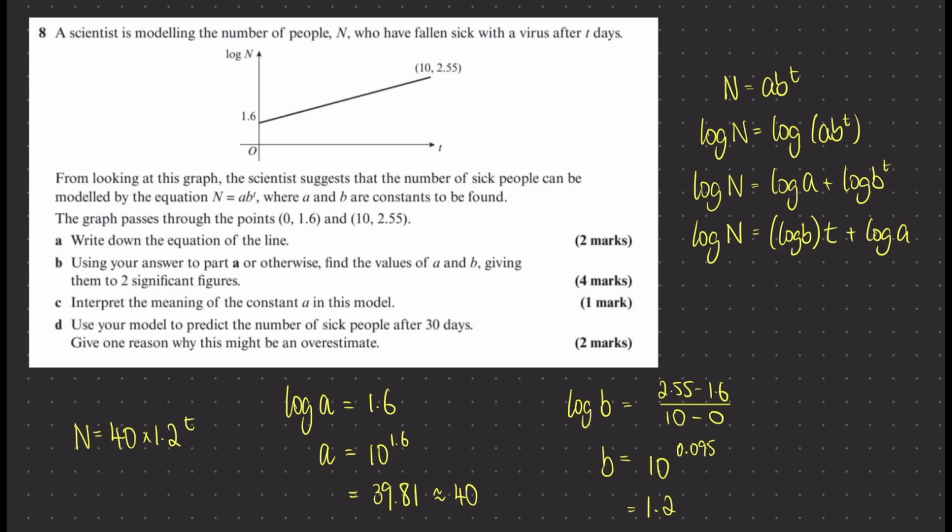After 30 days, we know that t will be 30, so 40 multiplied by 1.2 to the power of 30 is 277. The question then asks, give one reason why this might be an overestimate. A sensible answer might be that there is natural immunity, the virus might spread slower, people might be staying at home after they realize that they've taken up the virus and so slowing the rate of spread. Just a sensible answer like that will answer the question.